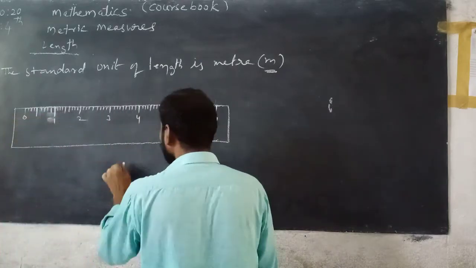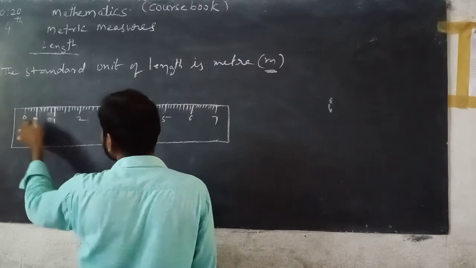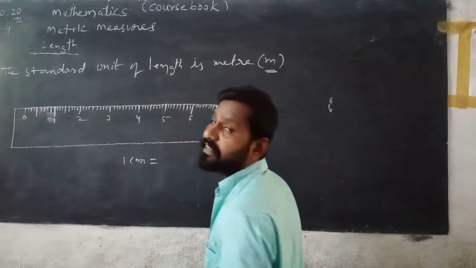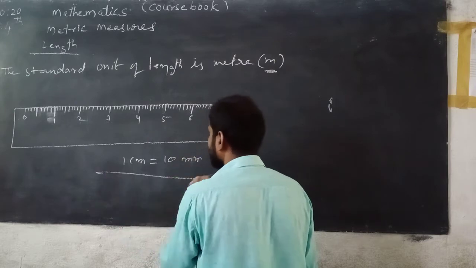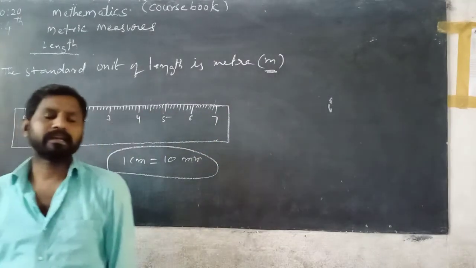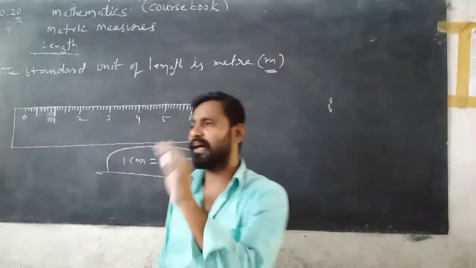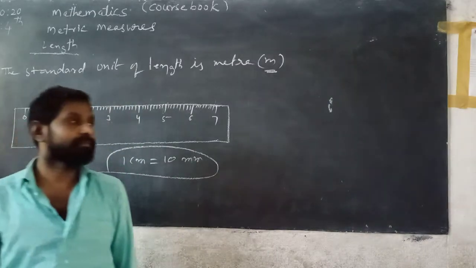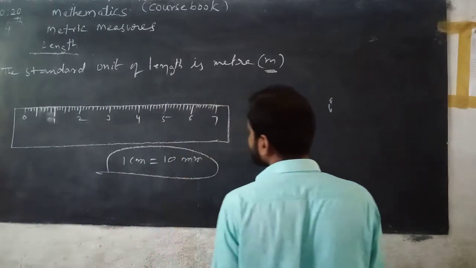So 1 centimeter is equal to how many millimeters? In between 0 and 1, 1 and 2, 2 and 3, 3 and 4, like that, there are 10 divisions. So 1 centimeter is equal to 10 millimeters. Millimeter is the smaller unit in length. So millimeter is less than centimeter, and 1 centimeter is equal to 10 millimeters.